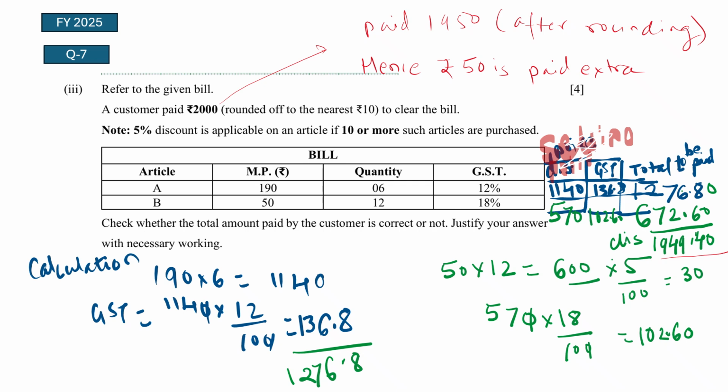Then the second case is the quantity is more than 10. So then you apply 5% discount on it. It will become 30 rupees discount. So your selling price will be 570, and on that 570 you apply 18% GST. This total GST plus this 570 will be your selling price, 672.60, and then you calculate this entire thing, you will get the answer. Got it?